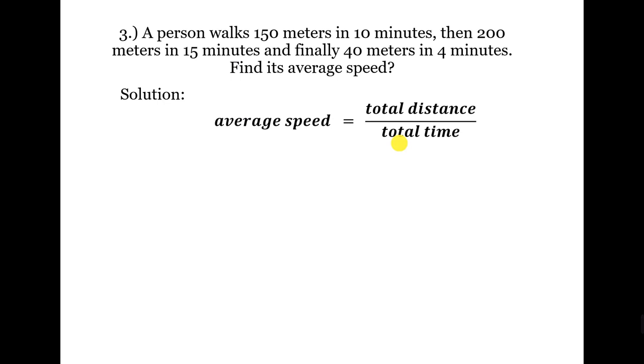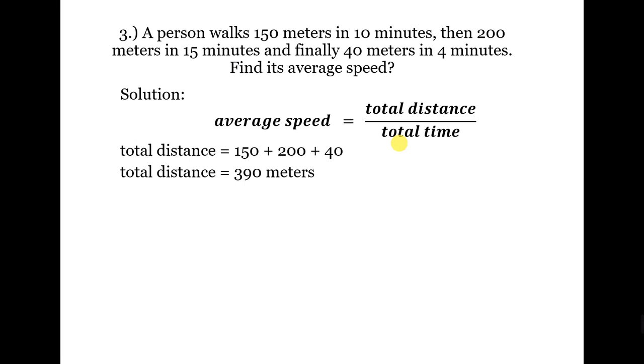From the formula, let us calculate first the total distance and total time of the problem. Total distance is equal to the summation of the distances traveled, which is equivalent to 390 meters, and the total time is equal to 29 minutes. As we observed, units are in meters and minutes. Since the distance is in the SI unit, the time must also be in the SI unit, which is seconds. That will give us a result in meters per second.